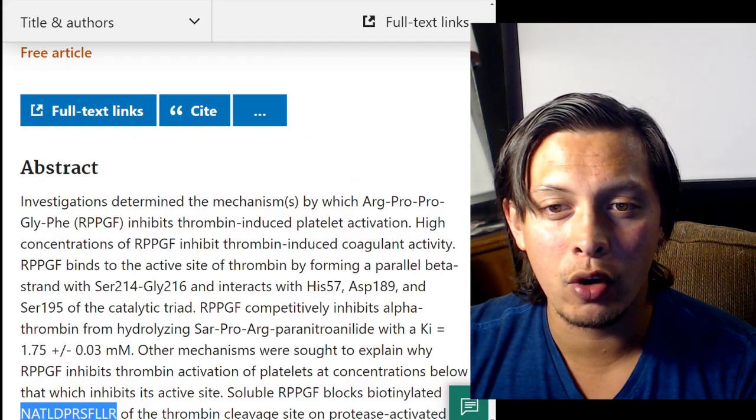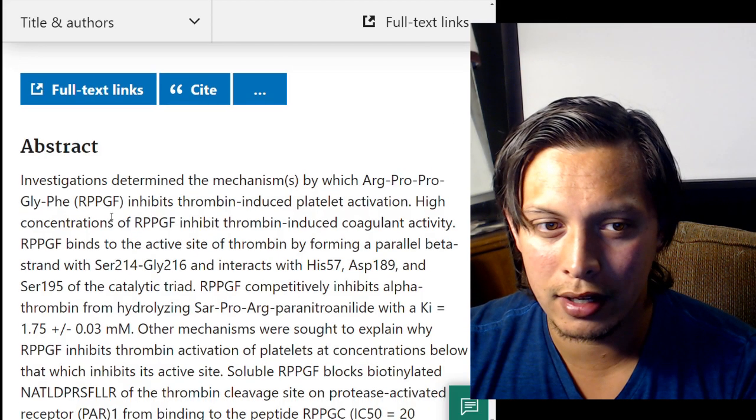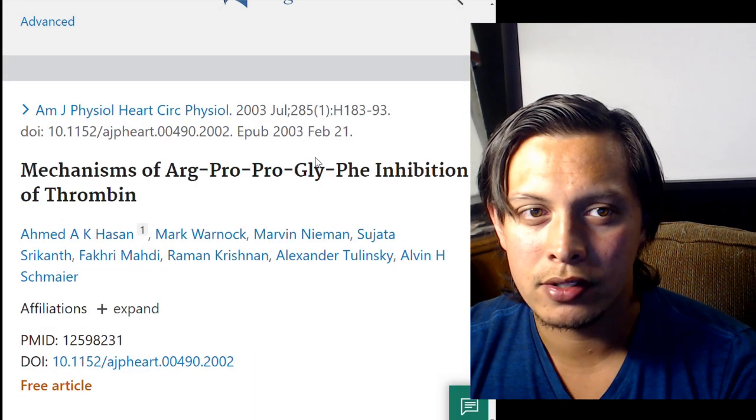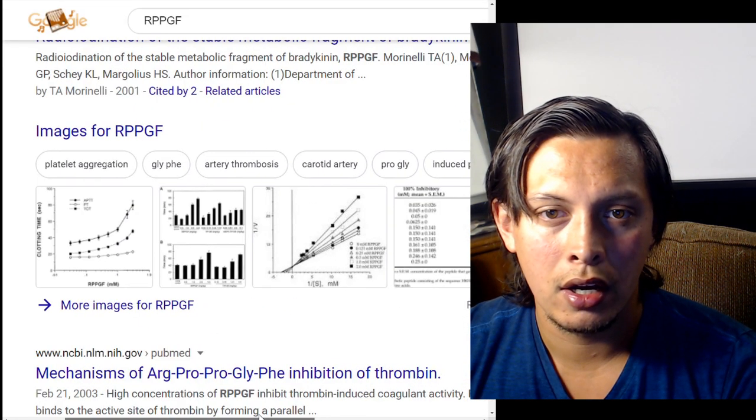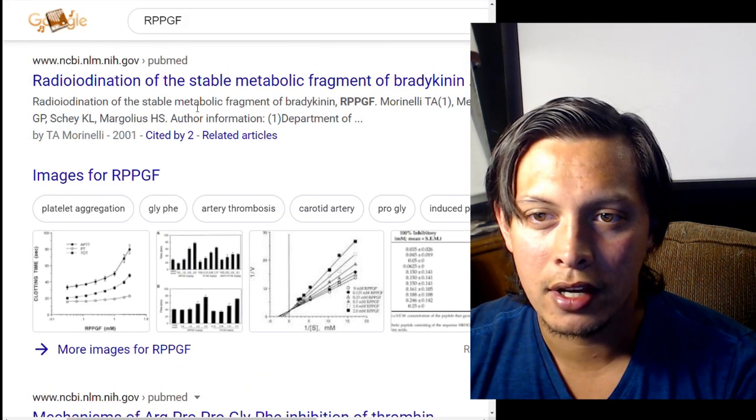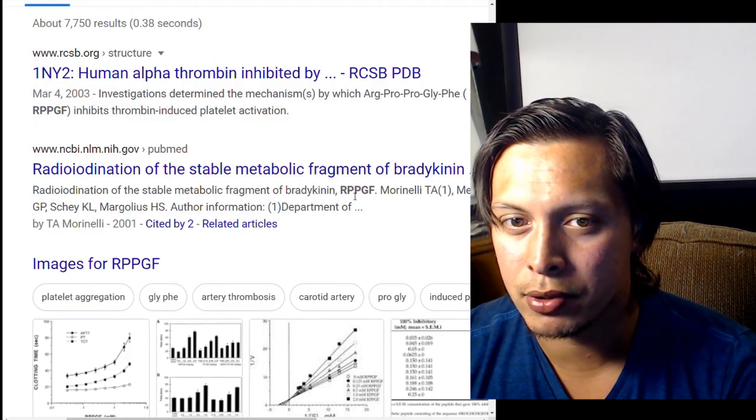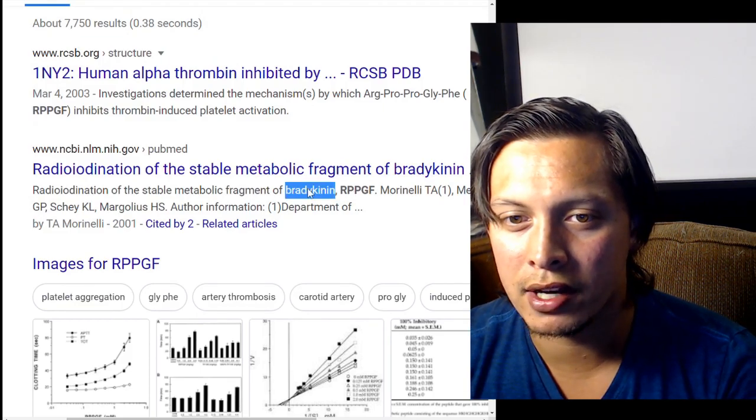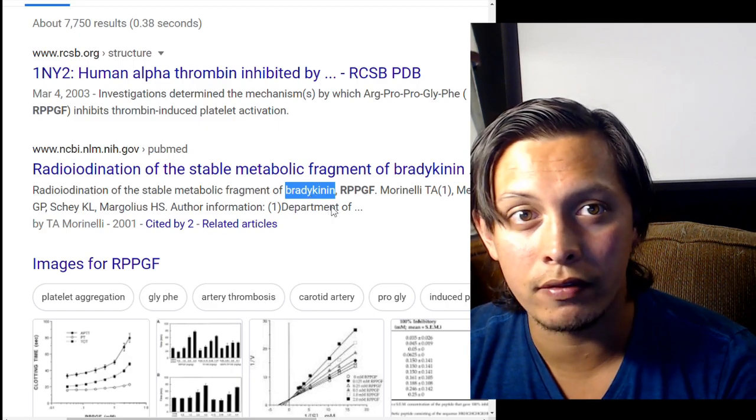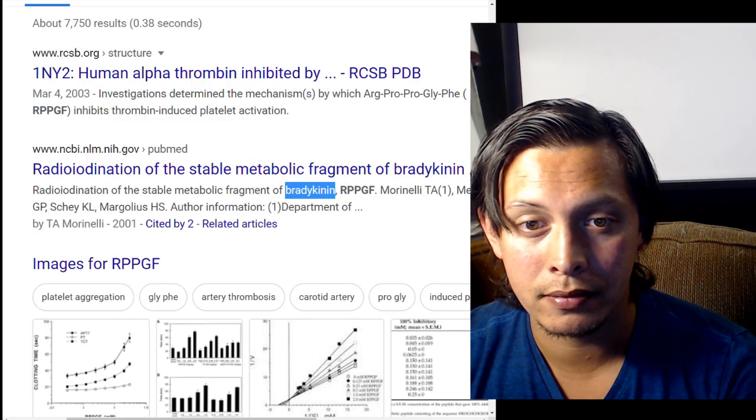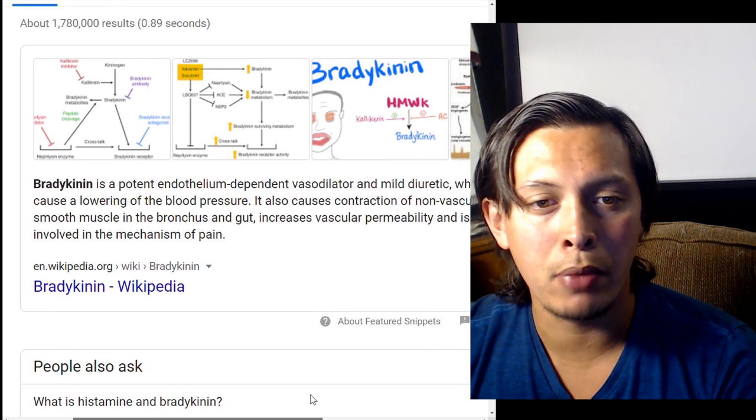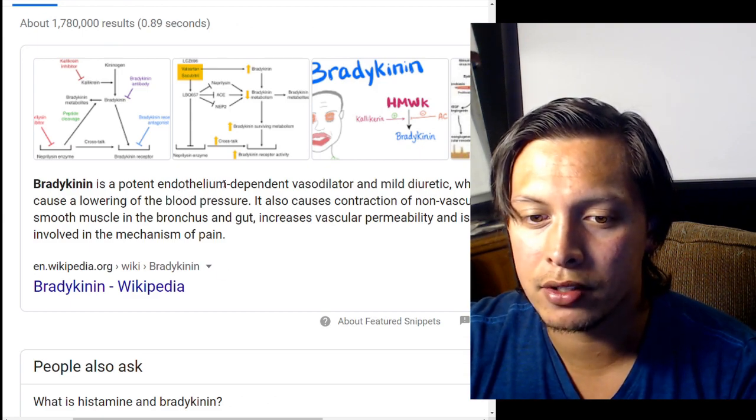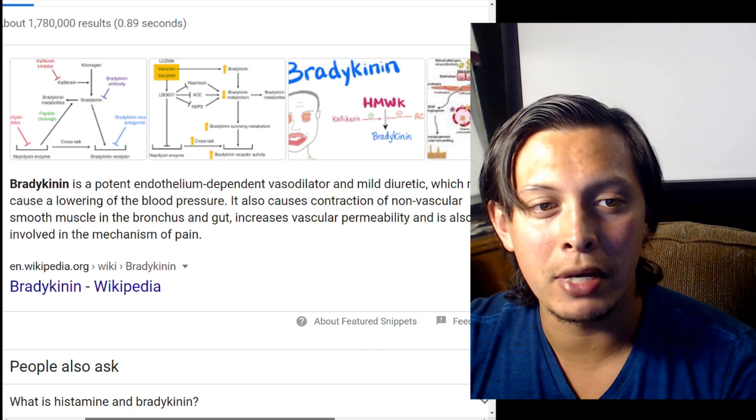Now, I don't know why, or where they discovered this peptide in the first place. So we'll do a quick Google search. Stable metabolic fragment of Bradykinin. So this is a peptide that is produced from the metabolic fragment of Bradykinin, which I believe is part of your body. Oh, this is interesting. Okay, so it's a potent endothelium-dependent vasodilator and mild diuretic, which may cause lowering of the blood pressure.